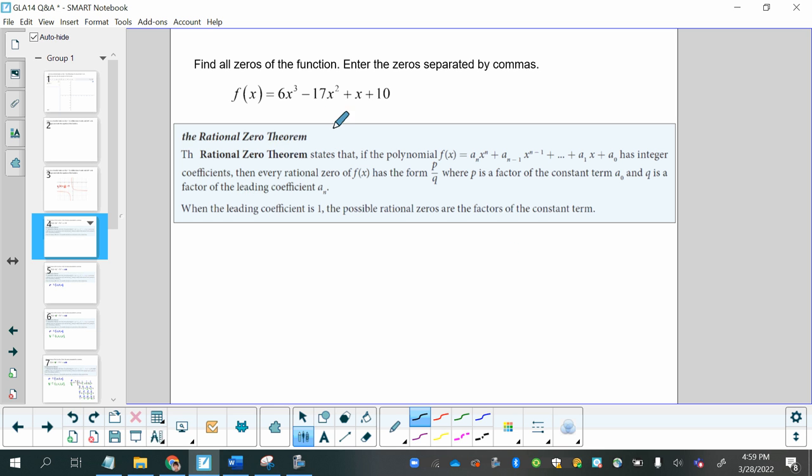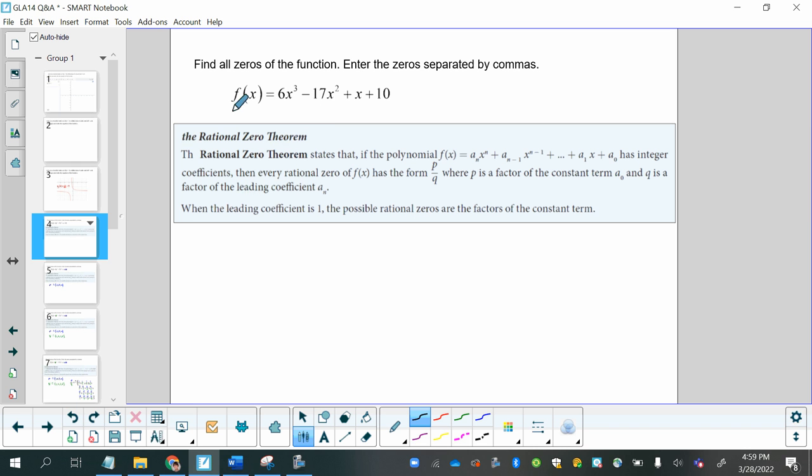Find all the zeros of the function given below. Enter the zeros separated by commas. All right, so it says f of x is equal to 6x cubed minus 17x squared plus x plus 10.